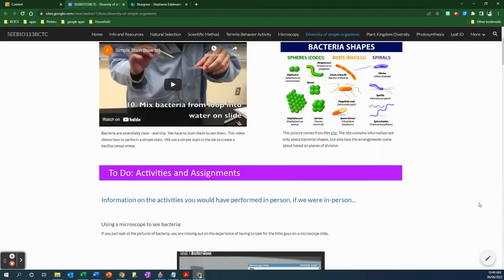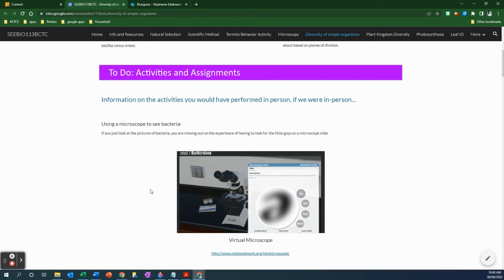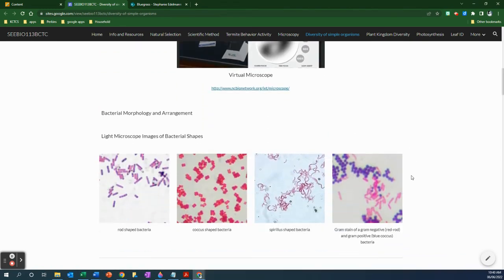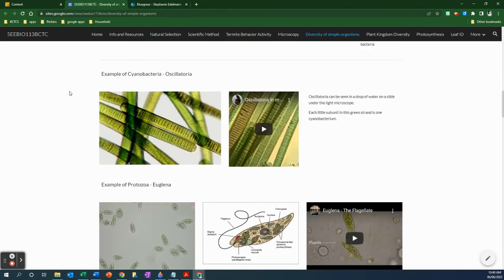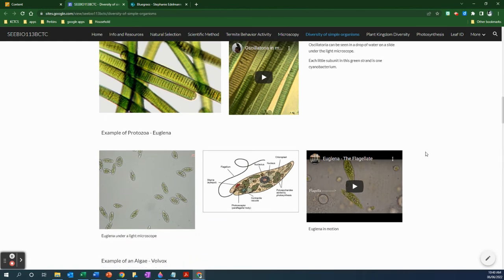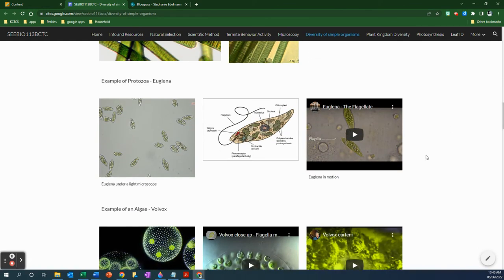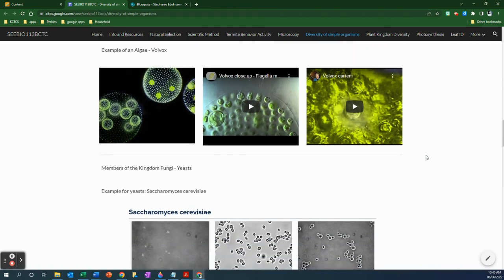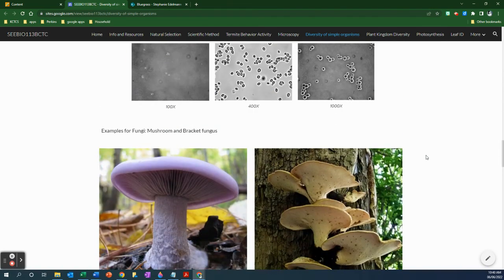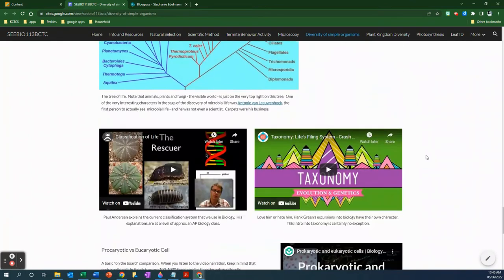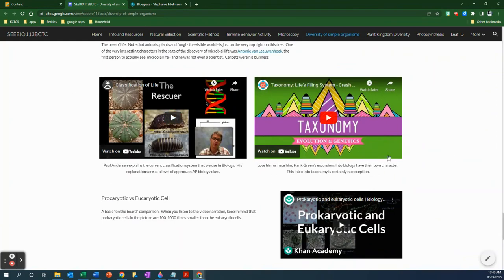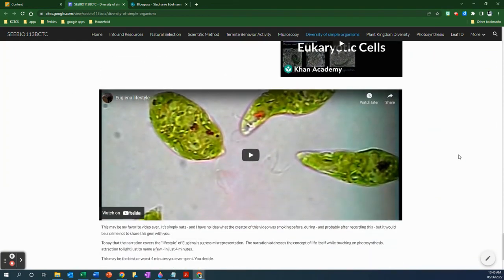It shows you bacterial shapes. It shows you how to use a microscope. It shows you pictures of the bacterial shapes, examples of the different things that you would be seeing in the lab. So use this to answer the questions that you have. There are optional resources if you'd like to look at taxonomy, those kinds of things.